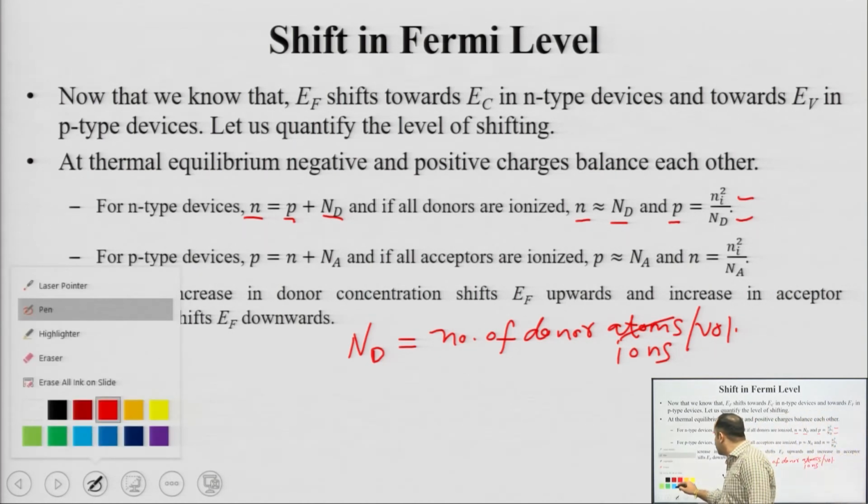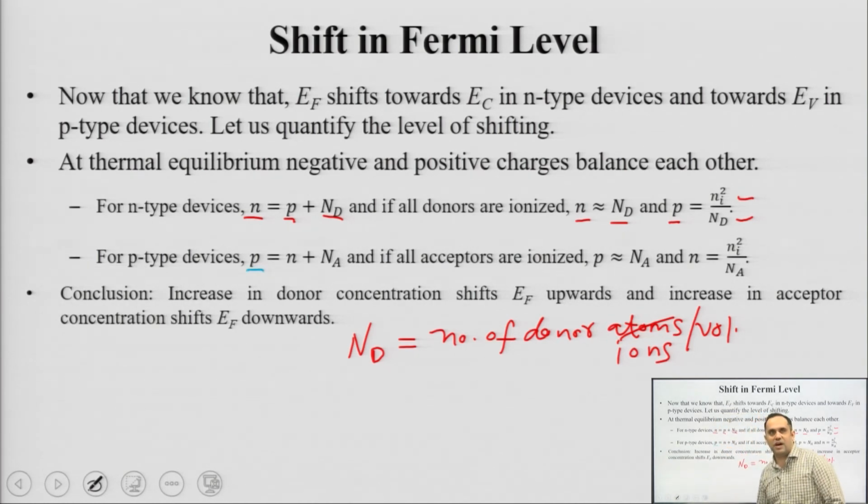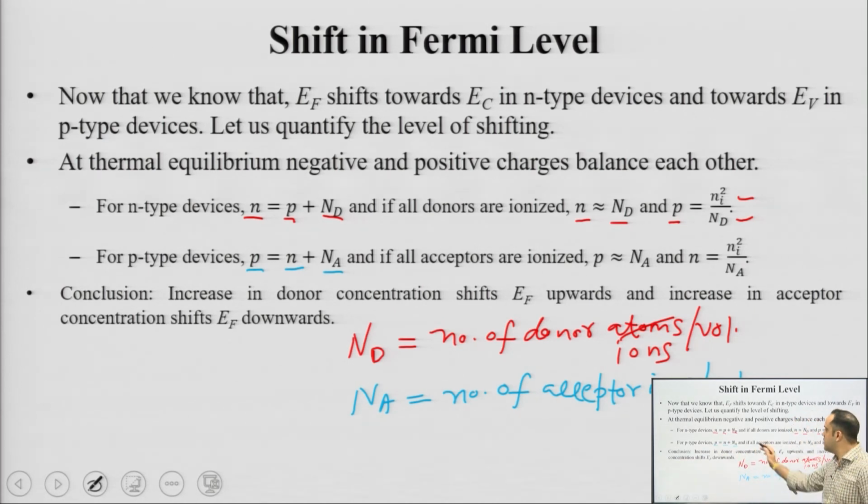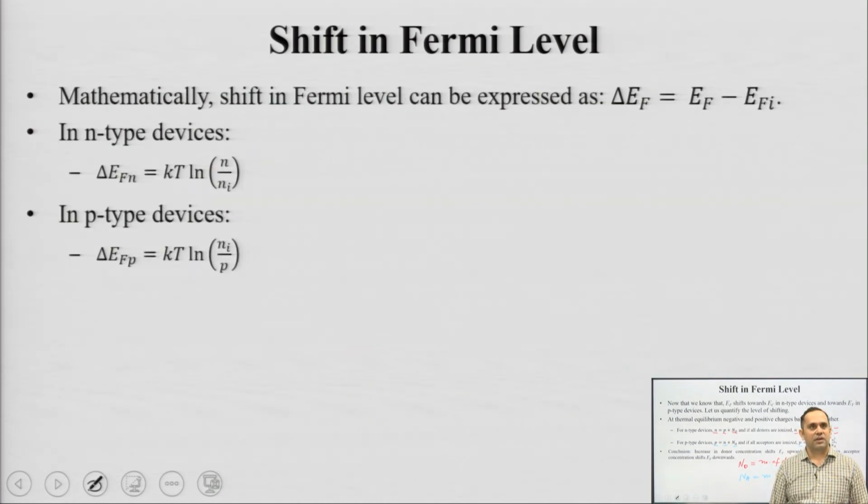Similarly, for a P type semiconductor, your positive charges, holes, are balanced by negative electrons plus negative acceptor ion density. Those atoms which accept an electron, they become negatively ionized. So, these are your acceptor ions per unit volume. Okay. So, positive charge balanced by negative charge, majority carriers are holes. So, P is equal to Na. Use law of mass action to get minority carrier concentration, N dot P equal to Ni square, which means N is equal to Ni square by Na. So, what is the conclusion? In donor, increase in donor concentration Nd shifts Ef upwards, increase in acceptor concentration shifts Ef downwards.